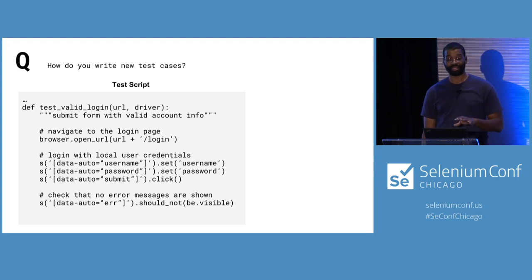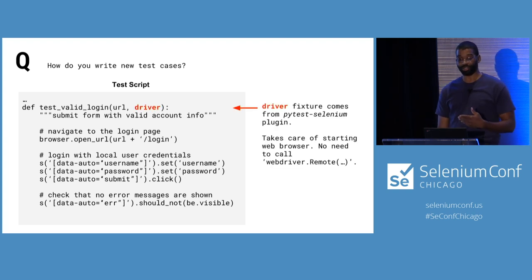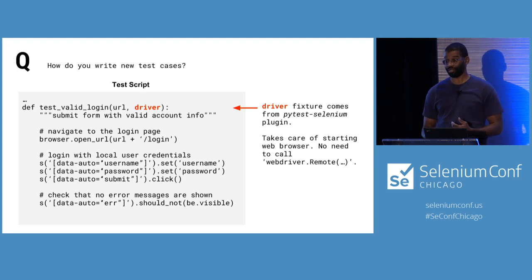Now, there are three things about this function that I think are worth pointing out. The first one is that you'll notice that we didn't launch a web browser anywhere. There was no webdriver.remote function called. That's because there's a fixture that is providing the web browser for us. So pytest has a number of plugins. One of them that I found very useful is the pytest Selenium plugin. You can use that to take care of some of the boilerplate code that you would normally put inside of your test case. So our driver variable here is provided by the pytest Selenium plugin.